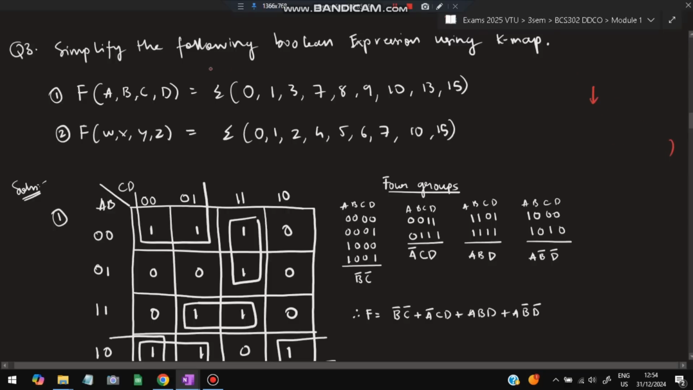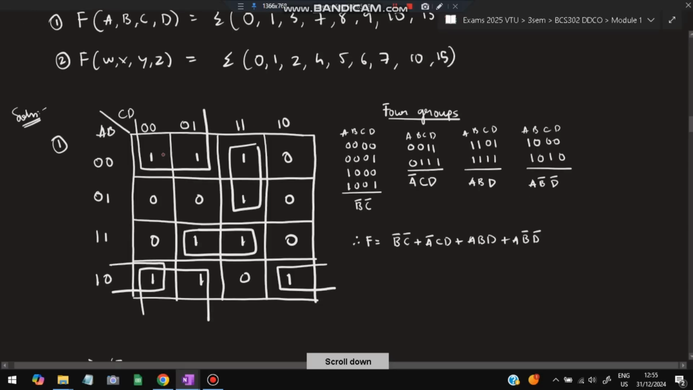So if they give you POS, convert it into SOP and then continue, or else you can continue with POS also, but I'll be explaining with respect to SOP. So see here, ABCD they have given in the question in SOP only. So let's continue. After this, what you have to do is draw a table like this. Okay, a table needs to be drawn.